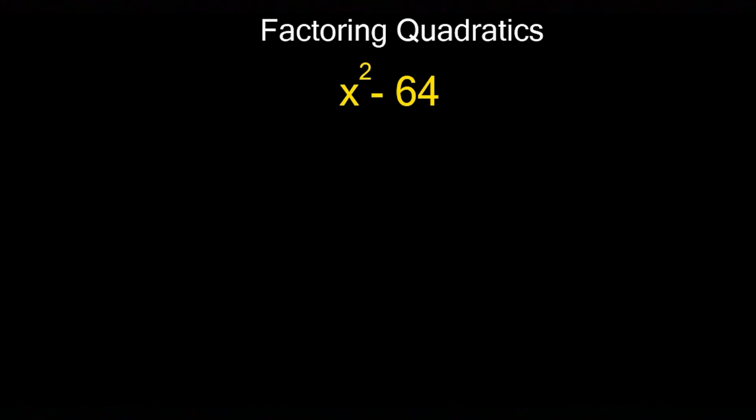So here's my next example. And this one, you can definitely do the AC method. But first, can you pull out a greatest common factor? And the answer is you cannot pull out a greatest common factor here. But this is very unique because it's actually a difference of 2 squares.